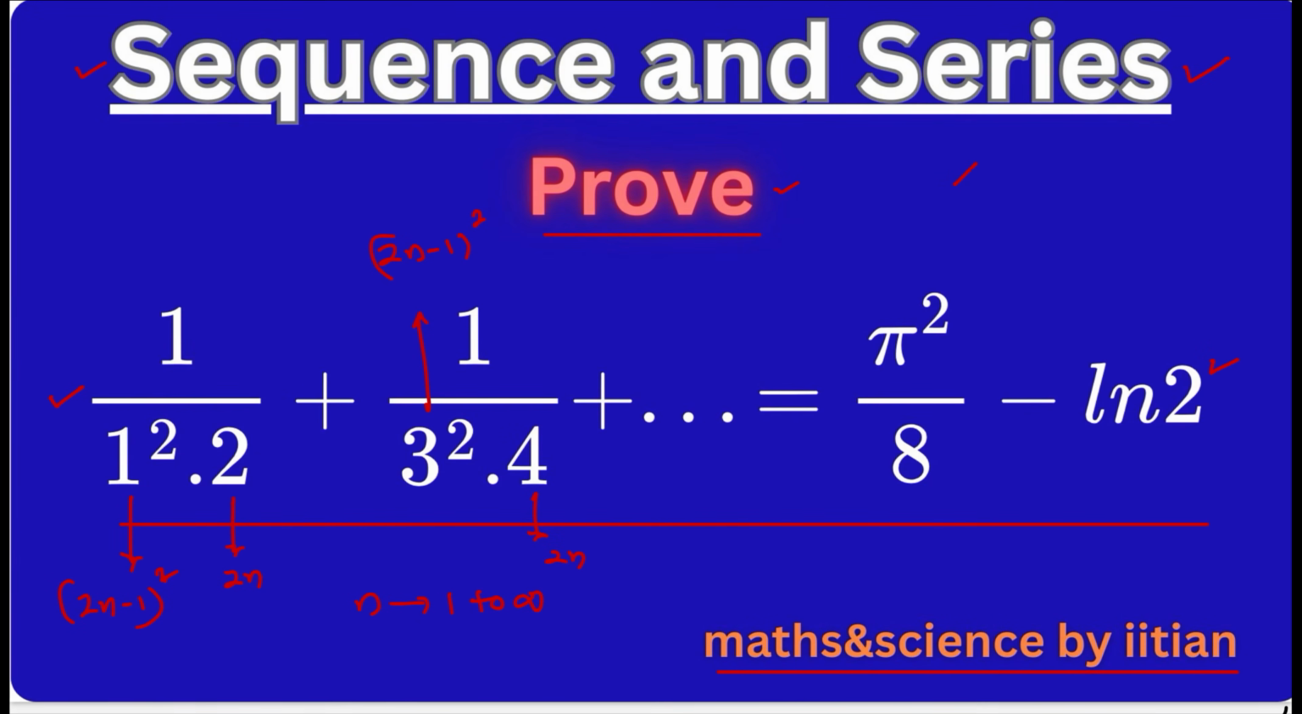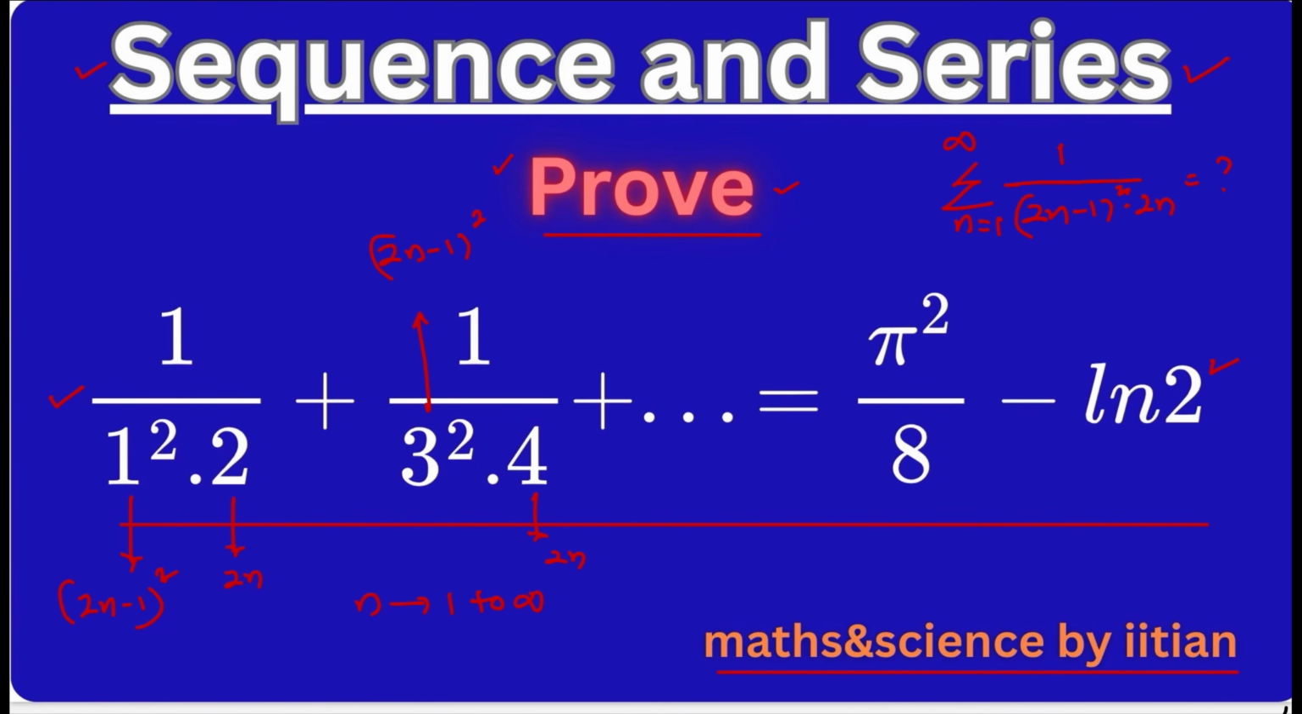That means what we have to find out is sigma n is equal to 1 to infinity 1 by 2n minus 1 whole square into 2n is equal to how much? That is pi square by 8 minus ln2. We have to prove this value.